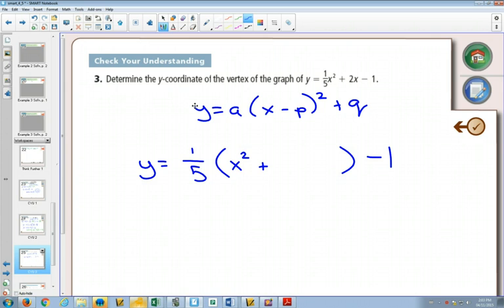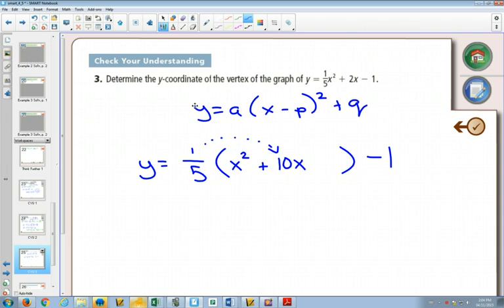Another thing that can be a little bit easier is to work backwards. 1/5 times what would have to be here in order for it to equal 2? 1/5 times what is 2? It'd have to be 10. Well, what's 1/5 times 10? 10 divided by 5. Multiplying by 1/5 is the same as dividing by 5.